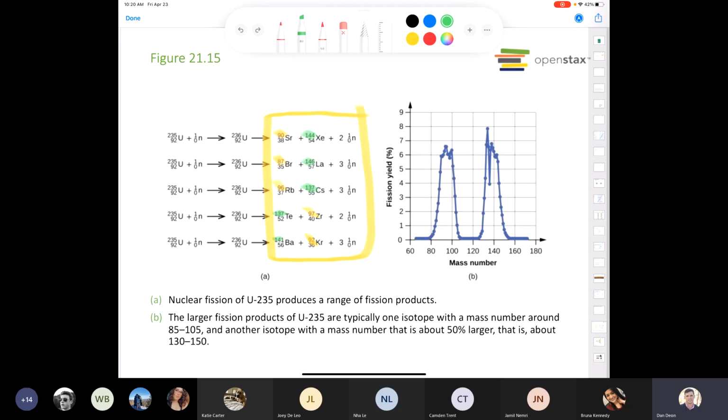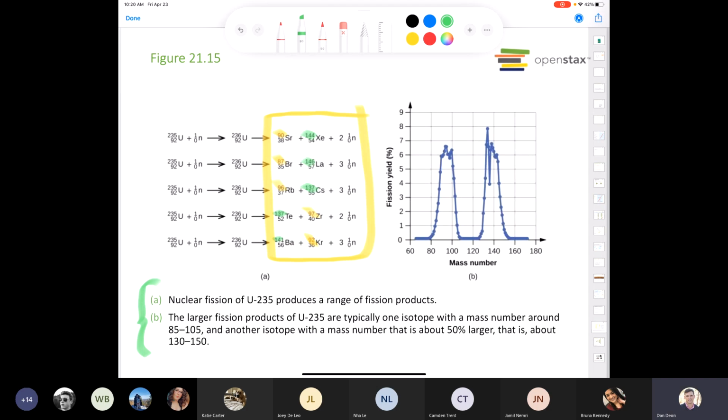So again, the conclusion is that the nuclear fission of uranium-235 produces a whole pile of different fission products, but typically you have one isotope with a mass number around 85 to 105, and you get another isotope that's around 50% heavier. Okay, so somewhere around the 130 to 150 range. And again, we can extract a ton of energy from that.